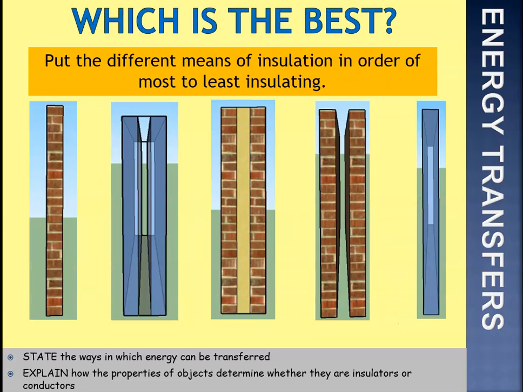These are 5 different ways of insulating our house. The first one is just a single brick wall. Second one, we have double glazing, so that's 2 panes of glass with a space in between. Third one is cavity wall insulation. We have 2 brick walls, a gap in between, and that gap is filled with a foam. Fourth one is just a wall with a gap in between it. And the fifth one is just a single pane of glass. We need to put those in order of the most to least insulating. Give yourself a minute to do that.